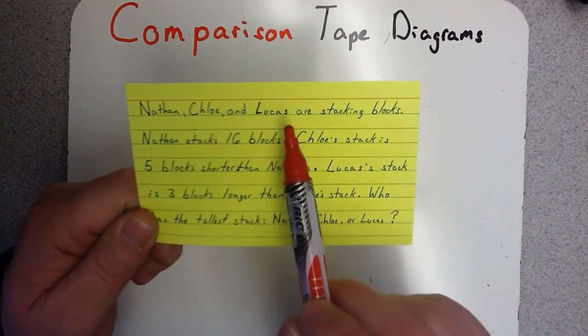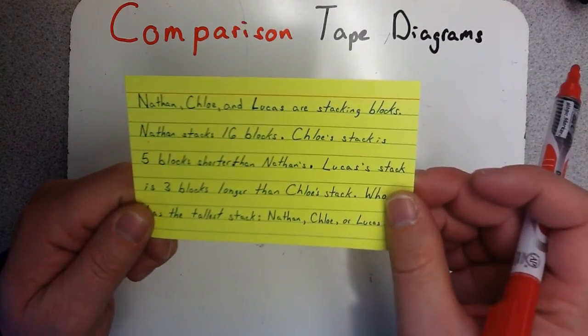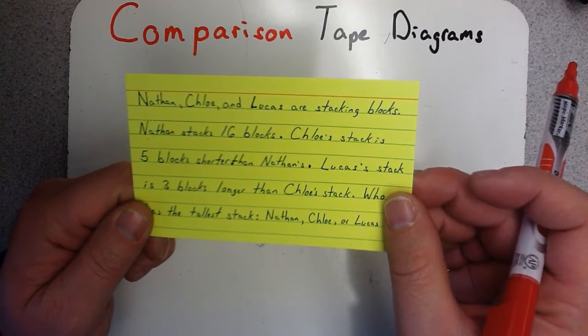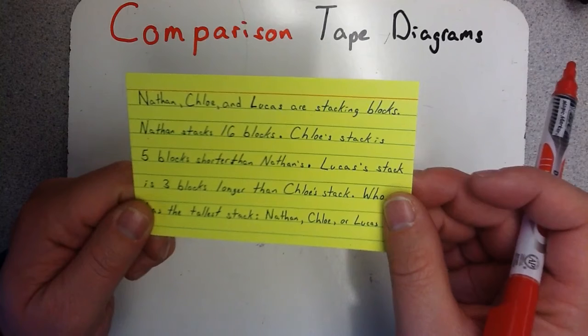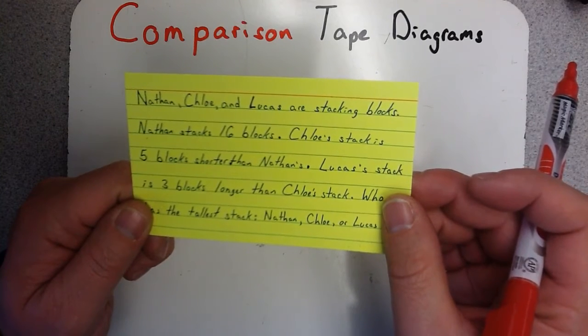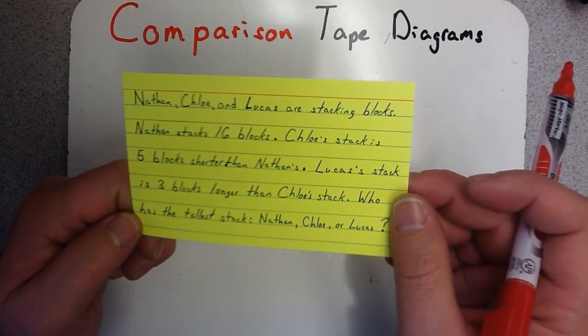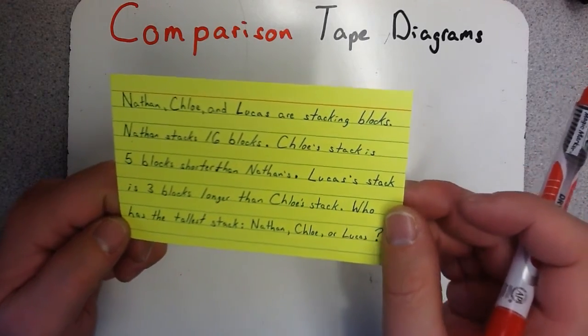Nathan, Chloe, and Lucas are stacking blocks. Nathan stacks 16 blocks. Chloe's stack is 5 blocks shorter than Nathan's. Lucas's stack is 3 blocks longer than Chloe's stack. Who has the tallest stack, Nathan, Chloe, or Lucas?